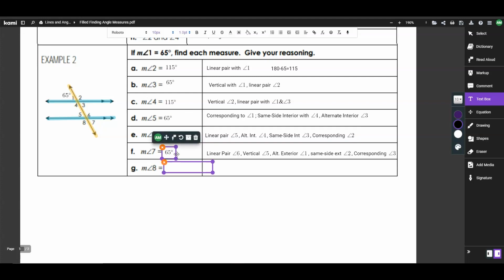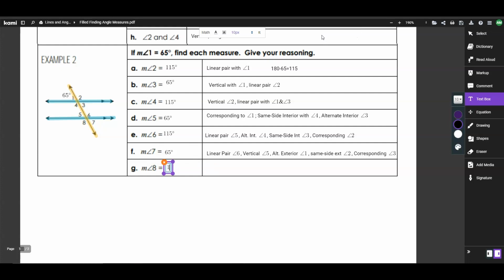The measure of angle 7 is 65 degrees. It is a linear pair with angle 6. It is vertical to angle 5. It is an alternate exterior with angle 1, same side exterior with angle 2, and corresponding to angle 3. So again, any one of those reasons would be acceptable.